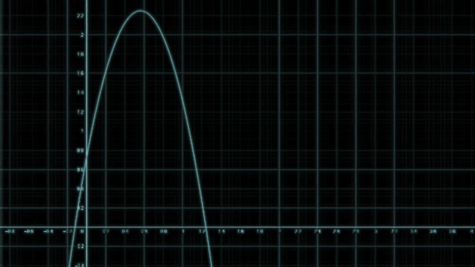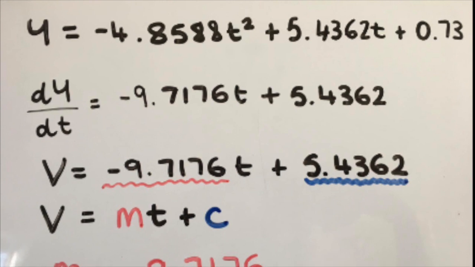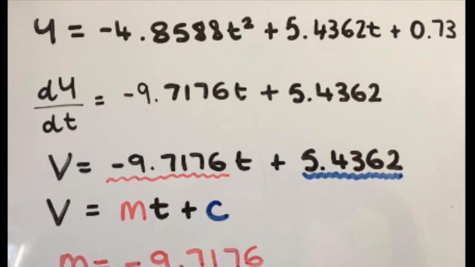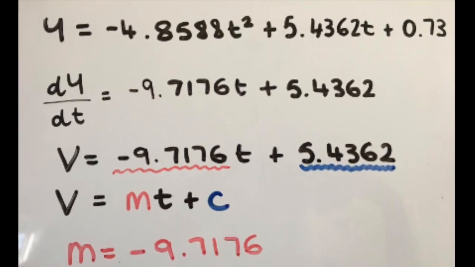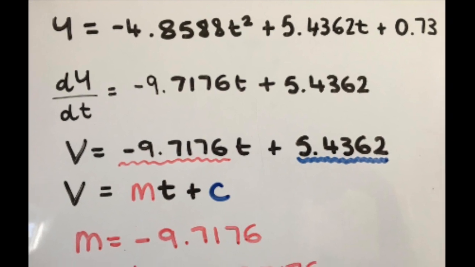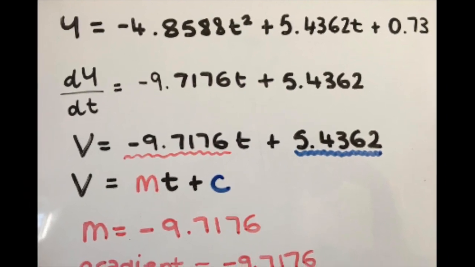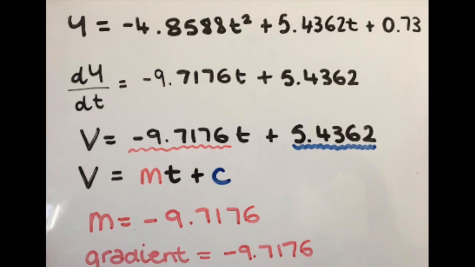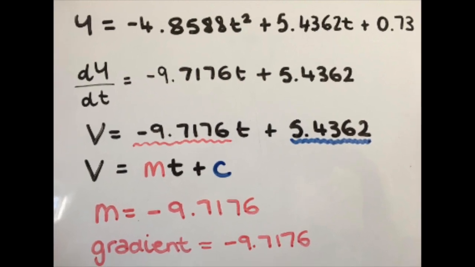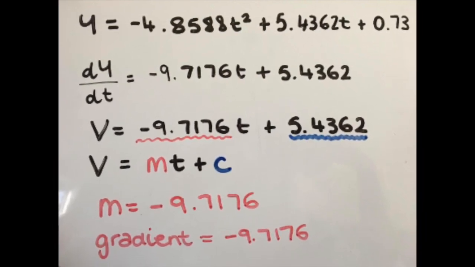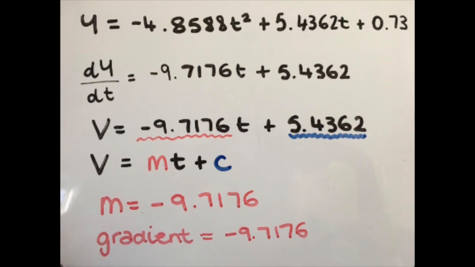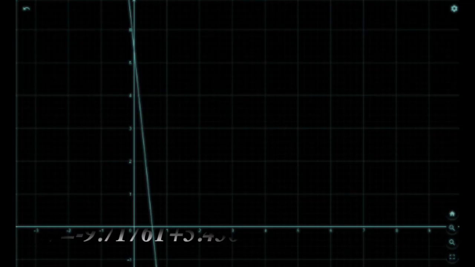The velocity of the shuttle is equal to the gradient of the curve, so we can differentiate the curve to find the velocity. v equals minus 9.7176t plus 5.4362, where v is the velocity and t is the time. We can plot this on a graph.